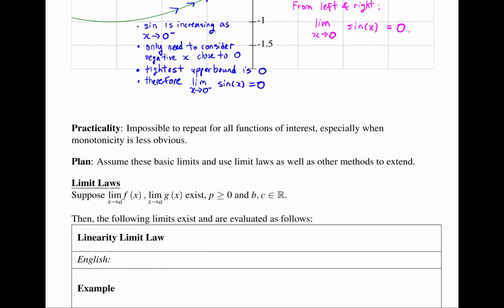Now, as a practical matter, it's pretty much impossible to repeat all of this effort for every single function of interest, especially when monotonicity is less obvious. So we derive this basic plan. We assume some basic limits, and then we use limit laws to derive the limits of other more complicated functions.